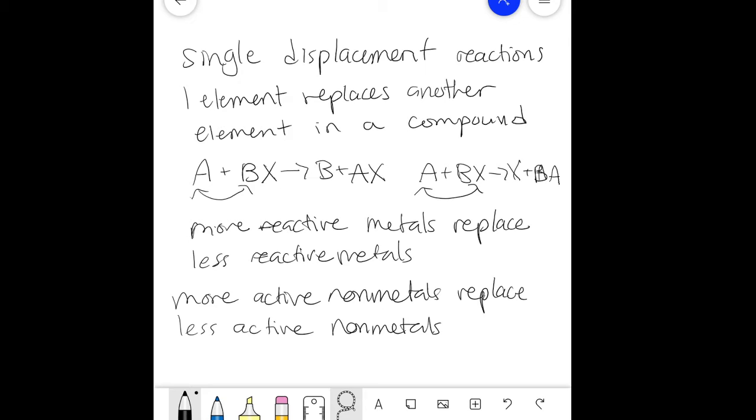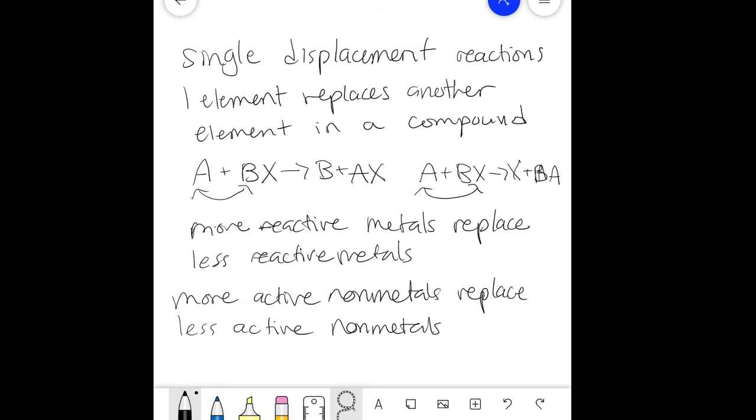But if you take calcium, calcium can replace sodium because sodium's to the right of calcium, but calcium cannot replace potassium because calcium's less reactive than potassium. Potassium can replace calcium, but calcium can't replace potassium.